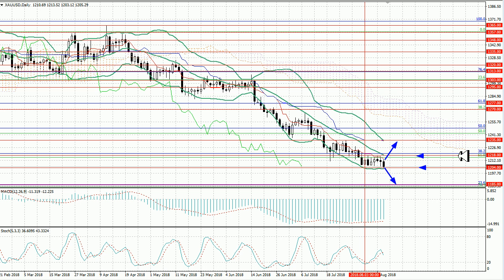Technical indicators confirm the decline. Bollinger Bands and Stochastic are directed downwards. The MACD histogram is stable in the negative zone. In general, it seems more likely that the quotations will continue to decline.